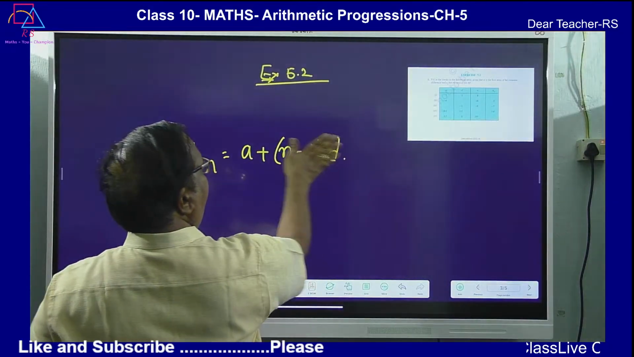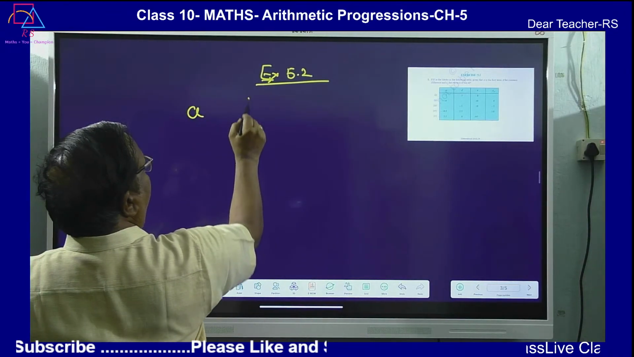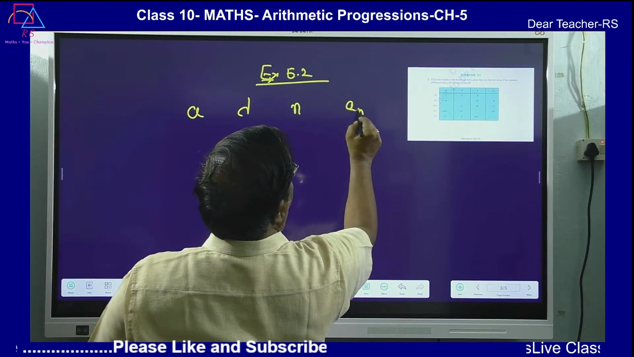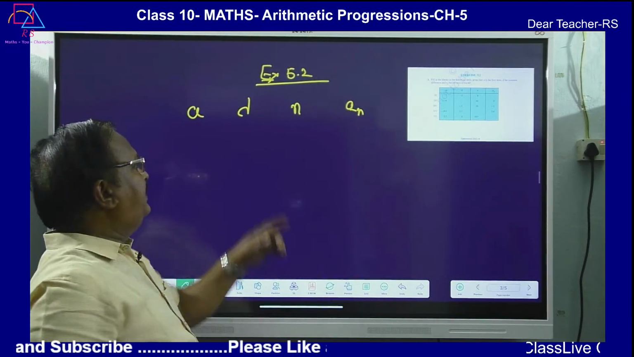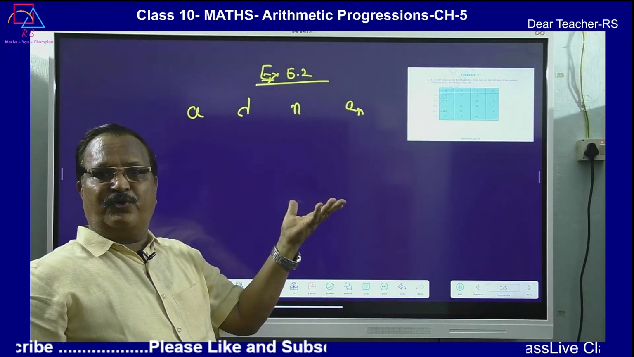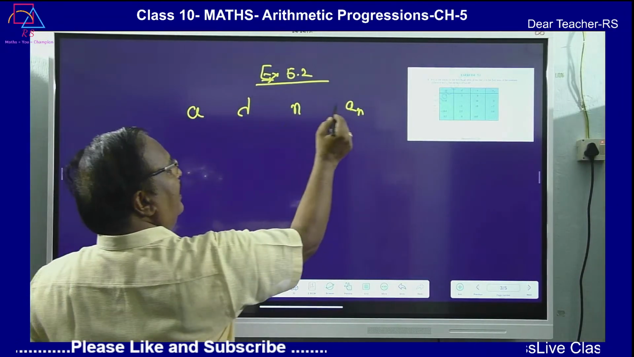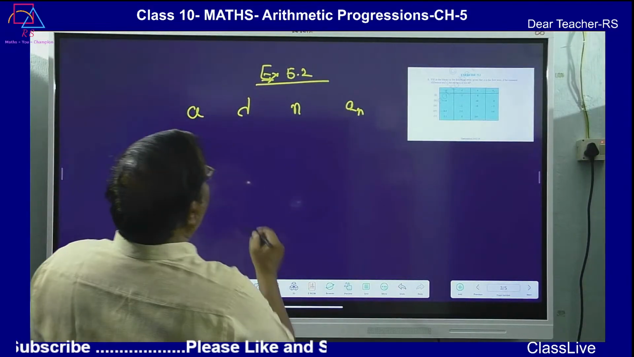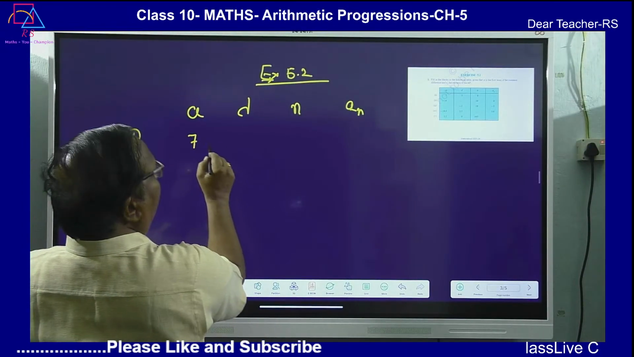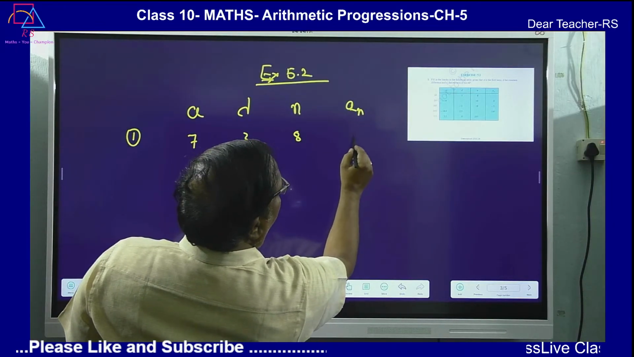First, a table is given. In this table, a is given, d is given, n is given, an is given. A means first term, d means common difference, n means the nth position, like fourth, fifth, and an is the nth term. So first, question number one: 7, 3 and 8, and this is the question mark.